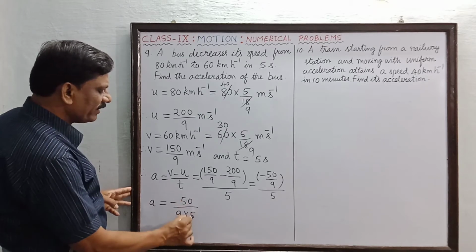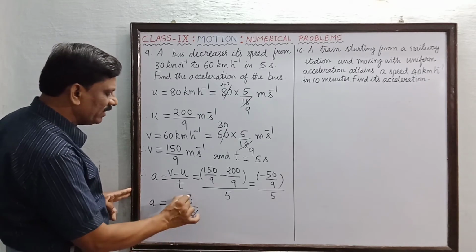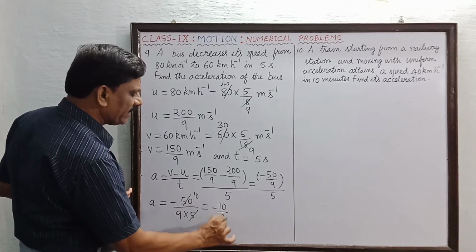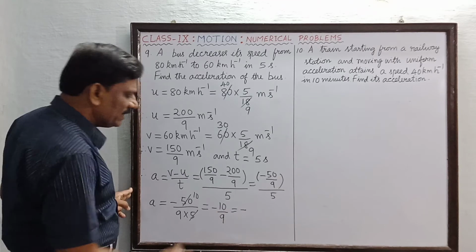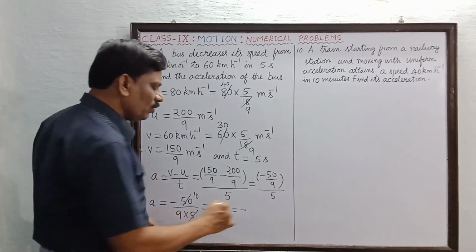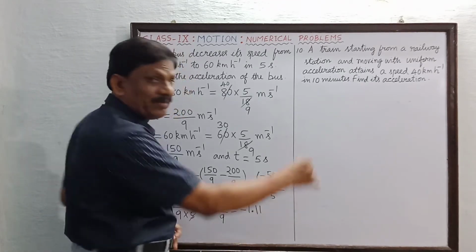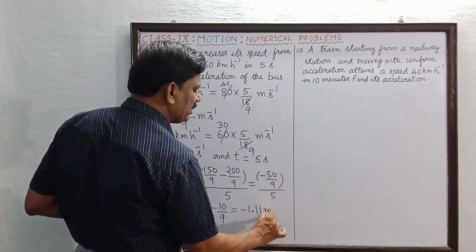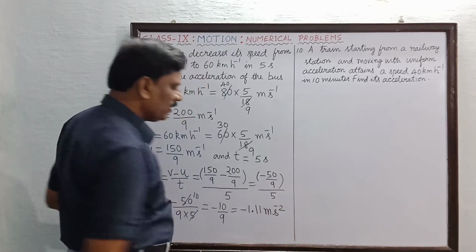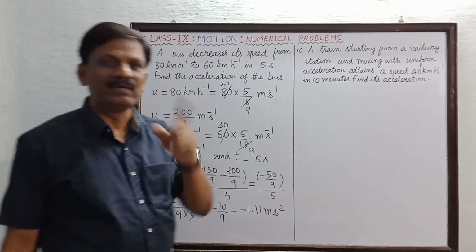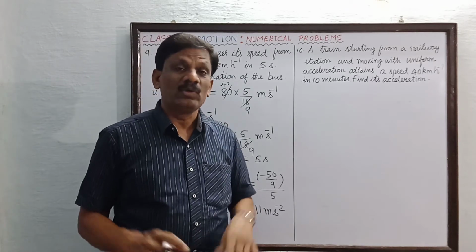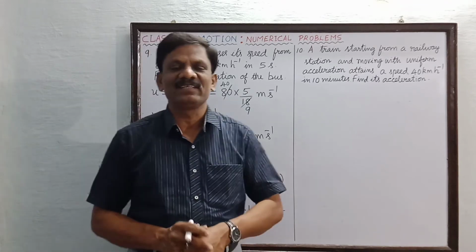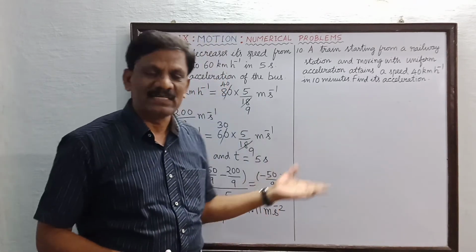Okay. So 5 tens are 50. So this becomes 10. So this is equal to minus 10 by 9. If you divide, it is 1.1111 like that, it will be recurring. So with only 2 decimal digits, it is minus 1.11 meters per second square. So we have converted kilometer per hour into meters per second. Once again it is divided by second. Therefore the unit is meters per second square. Understood? Now shall we go to the 10th sum?